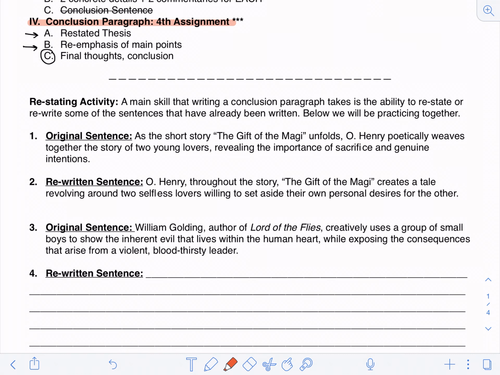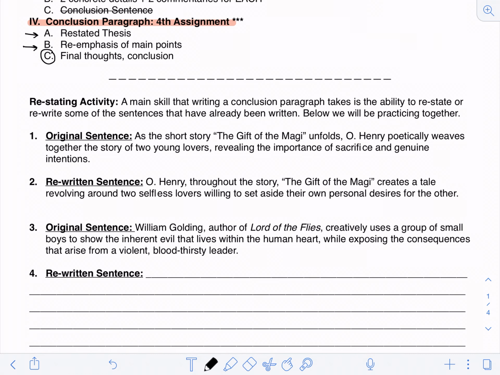It says a main skill that writing a conclusion paragraph takes is the ability to restate or rewrite some of the sentences that have already been written. Below, we will be practicing together. So I've written you an original, and then I rewrite it down below in a brand new way. As the short story, The Gift of the Magi, unfolds, O. Henry poetically weaves together the story of two young lovers, revealing the importance of sacrifice and genuine intentions.